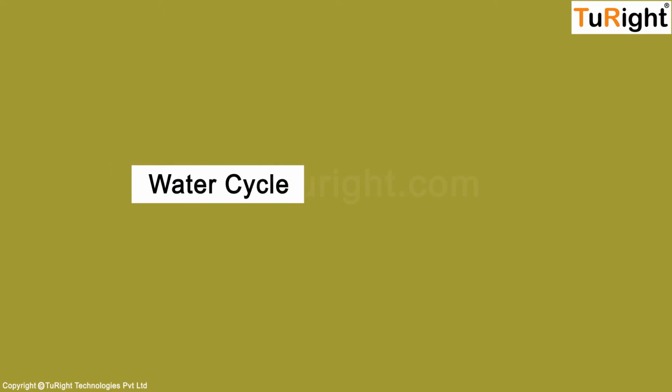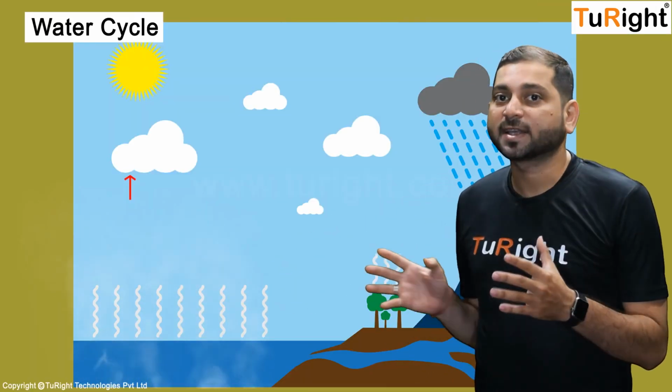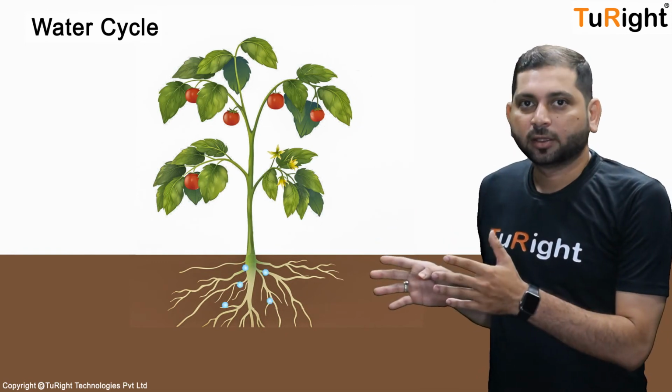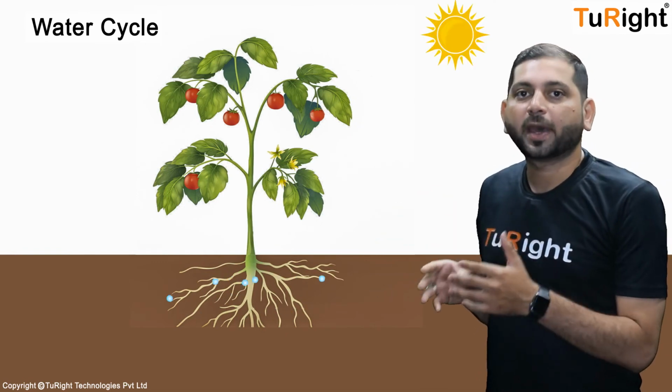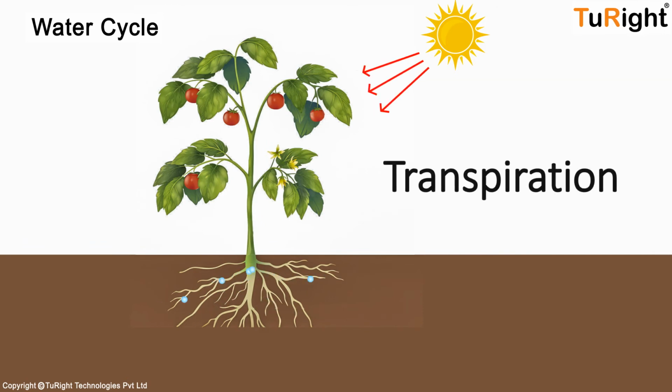Let us try to understand how the water cycle operates. Water in oceans, seas, rivers, etc. gets heated up by the sun and turns into vapor. This process is known as evaporation. Plants absorb water from the soil. They use water to prepare food and release the excess water into the air as water vapor. This process is called transpiration.